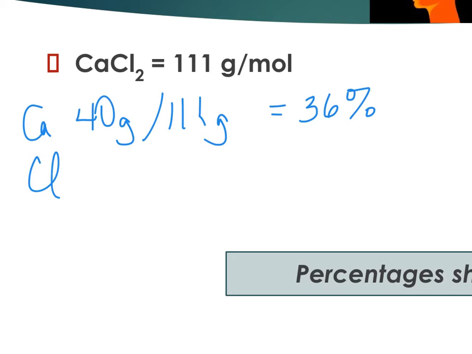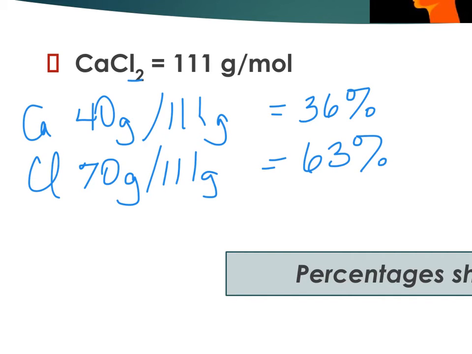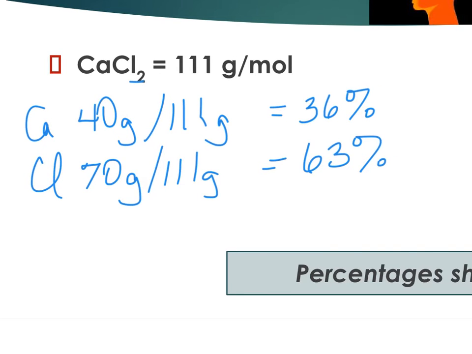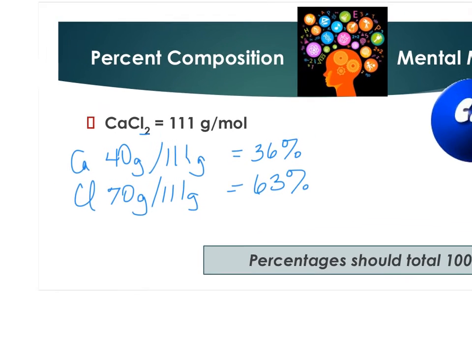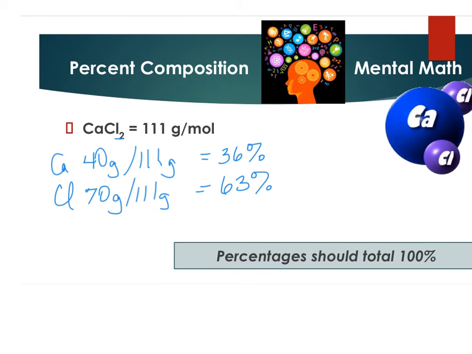And then chlorine has a mass of 35 each, but there's 2 of them there. So we'll say that's a total of 70 grams out of the 111 grams. We should expect that it would make up the difference, but 70 divided by 111 gives you 63%. And if I add those up, I really get 99%, and that's because we rounded a little, probably more than you would if this was a free response problem. But that's close enough, we're good.